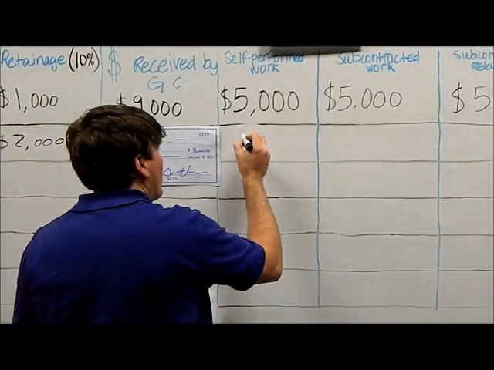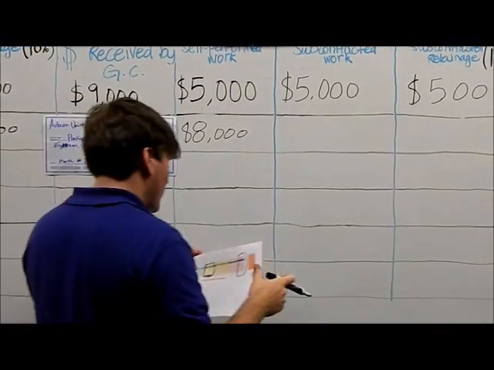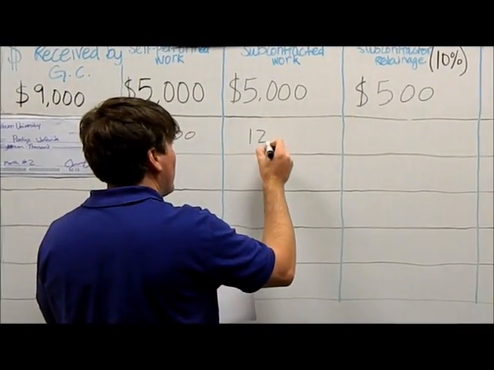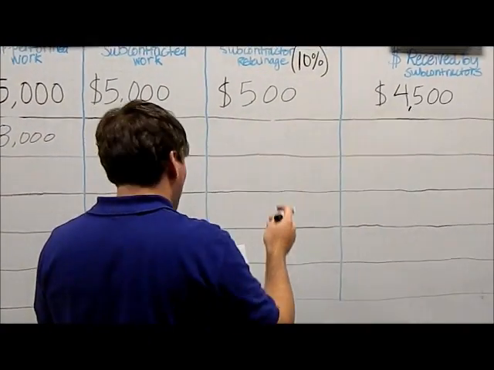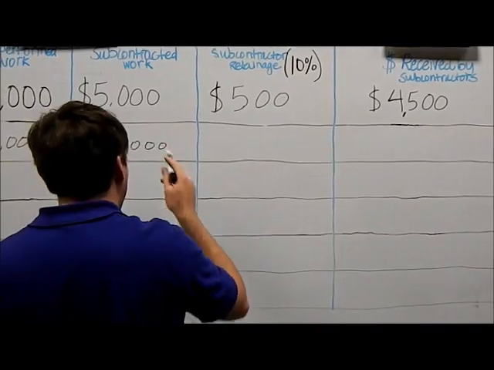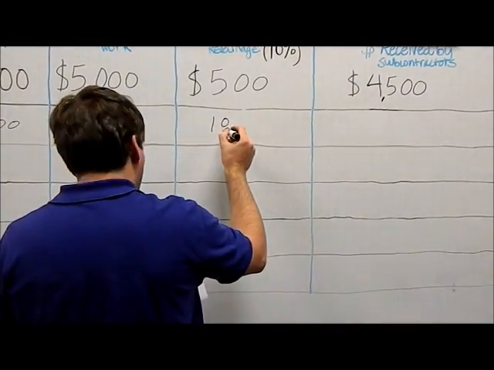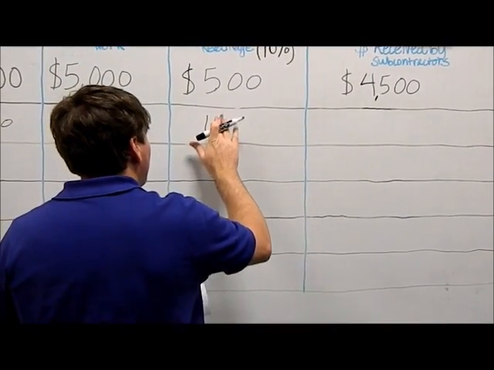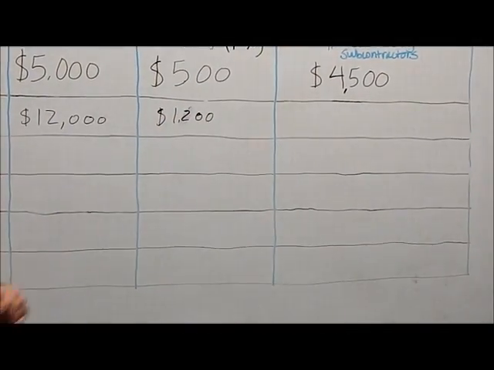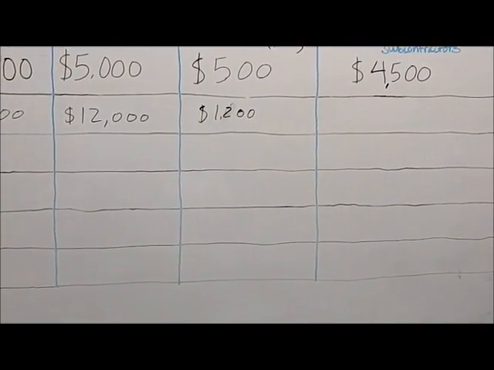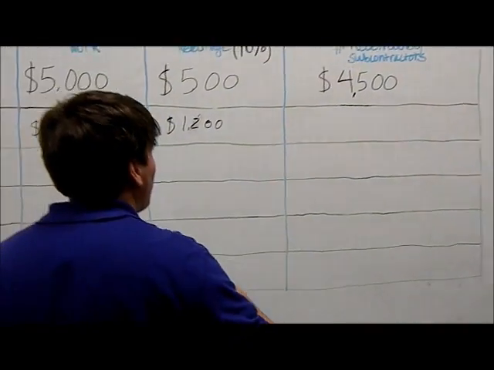So for our self-performed work, we did $8,000. Subcontracted work was $12,000. So our subcontractor retainage, 10% of $12,000, our retainage is $1,200. So our check for this month is for $10,800 to the subcontractor.